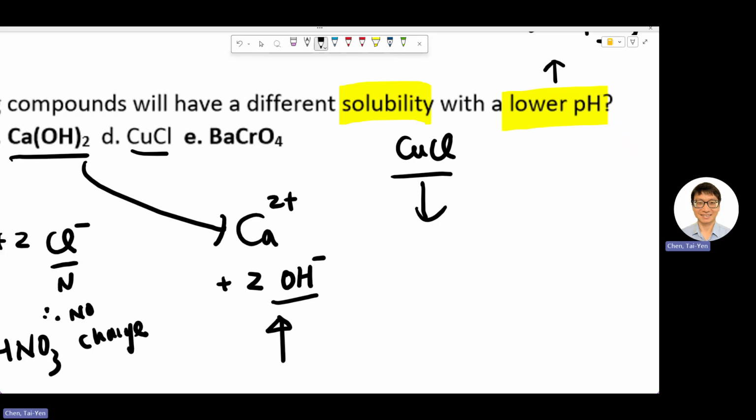What's the anion? Cl minus. Okay, Cl minus is the conjugate base of a strong acid, HCl. Therefore, it's neutral. Therefore, no change. Okay, very simple, right? If you can see these things, then things become very, very easy. But if you don't, you feel very confused. Okay, next one.